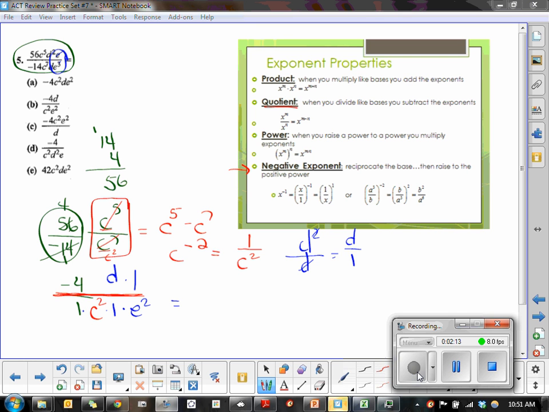So now multiplying straight across, we've got a negative 4d times 1, which is still negative 4d, and 1 times c squared times 1 times e squared is c squared times e squared. So we're looking at a simplified version of negative 4d all over c squared e squared.